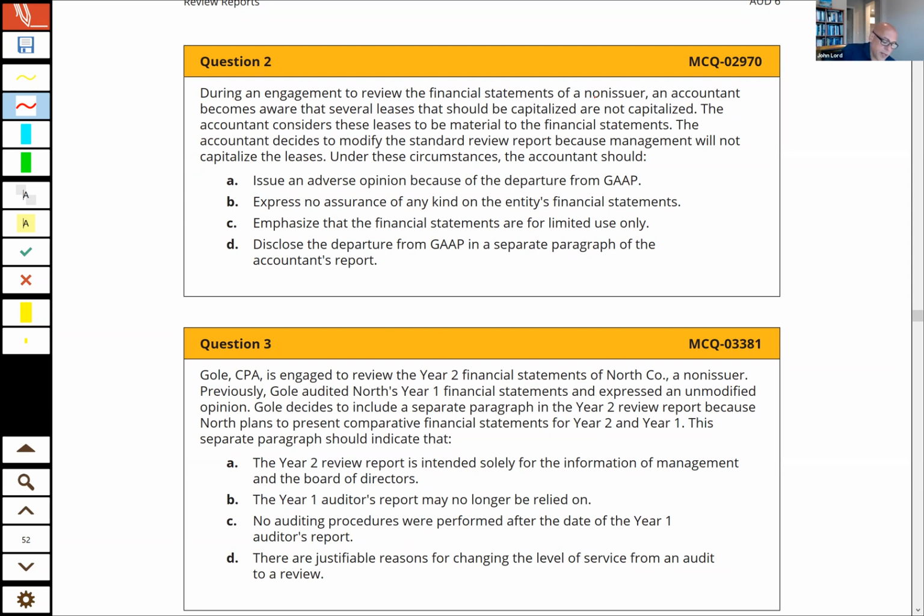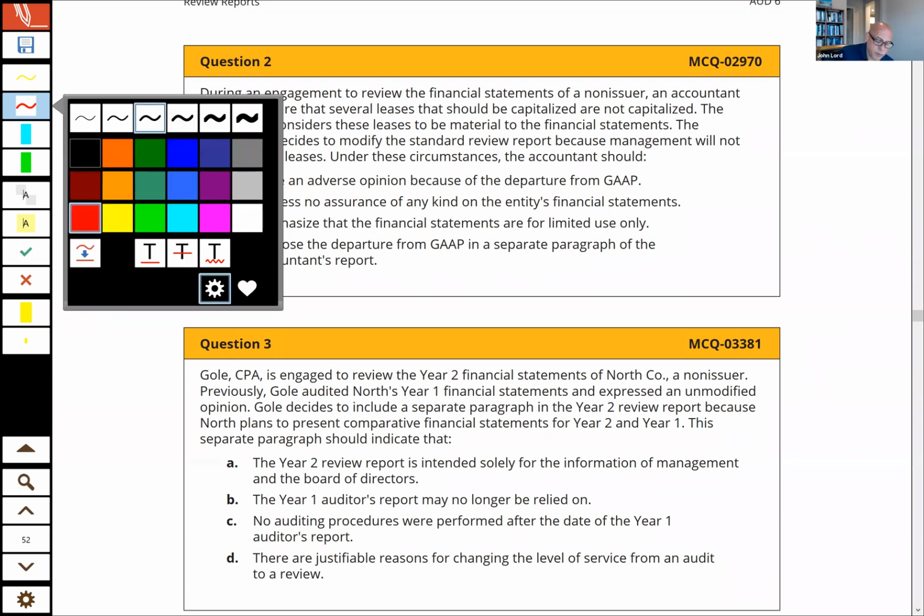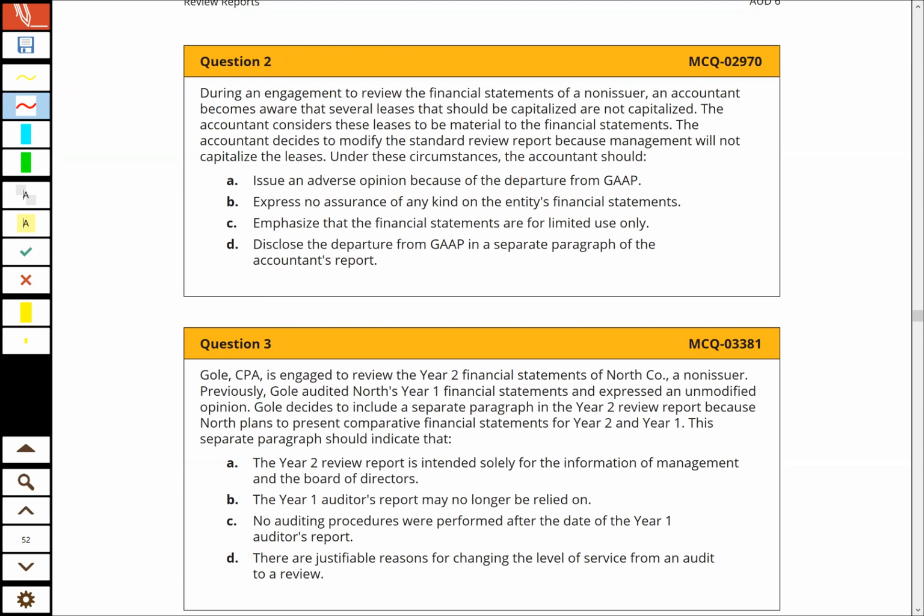Can you issue an adverse opinion in a review? No, there's no such thing as an adverse opinion because you're in a review, so you're not giving an opinion. Express no assurance of any kind on the entity's financial statements. No, because we have an option there, which is we can have that known departure paragraph, can't we? Okay.